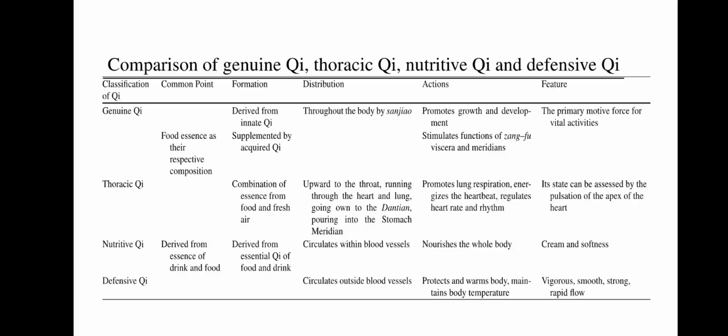For nutritive qi, the common point is that it is derived from essence of drink and food. Its formation is derived from essential qi of food and drink. Its distribution is that it circulates within blood vessels, its action is that it nourishes the whole body, and the feature is creaminess and softness. For defensive qi, just like nutritive qi, it is derived from essence of drink and food, and from essential qi of food and drink. Its distribution is that it circulates outside blood vessels. Its action is that it protects and warms the body and maintains body temperature. Its feature is that it is vigorous, smooth, strong, with a rapid flow.